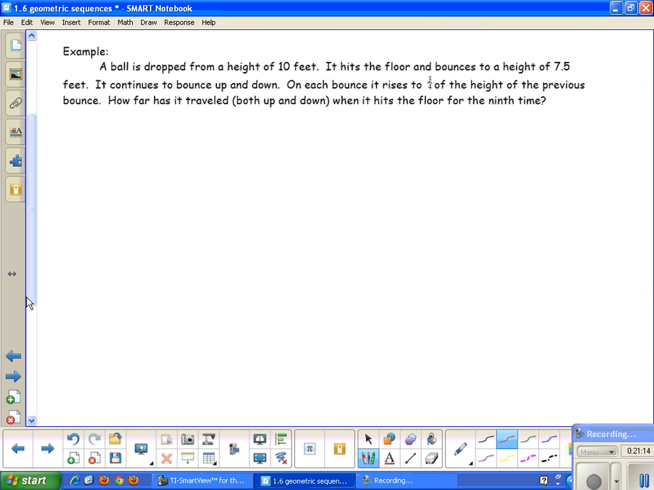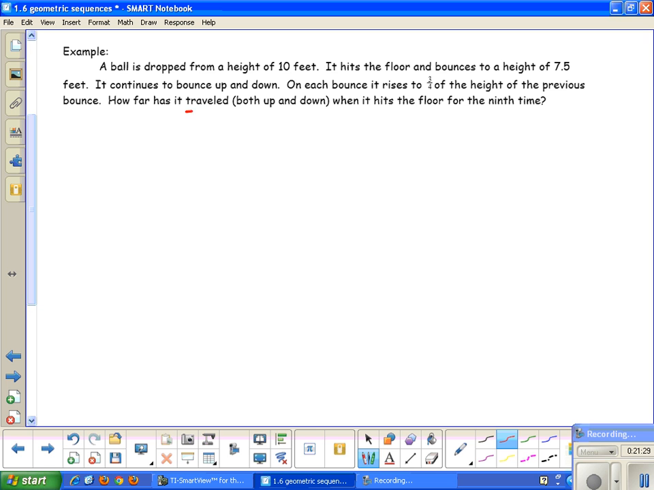A ball is dropped from a height of 10 feet. It hits the floor and bounces to a height of 7.5 feet. It continues to bounce up and down. On each bounce, it rises to 3/4 the height of the previous bounce. How far has it traveled both up and down when it hits the floor for the 9th time?